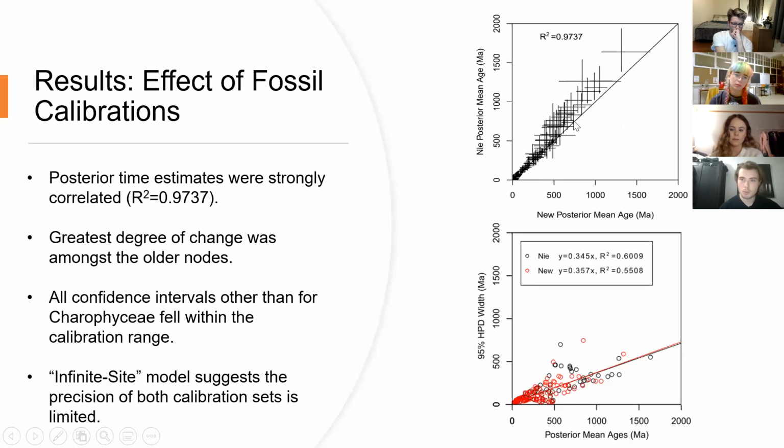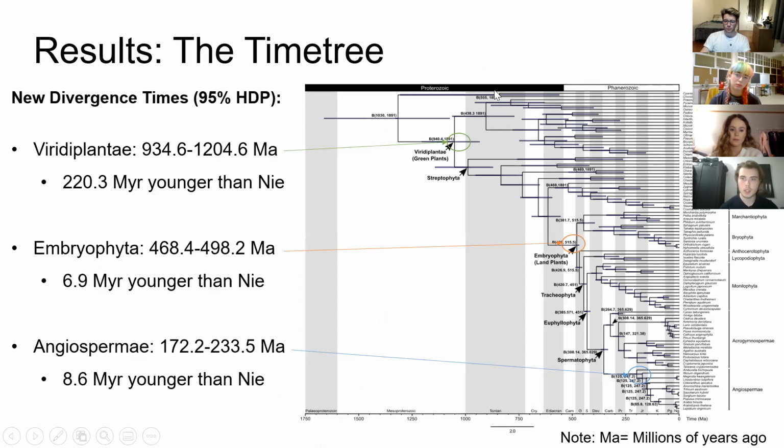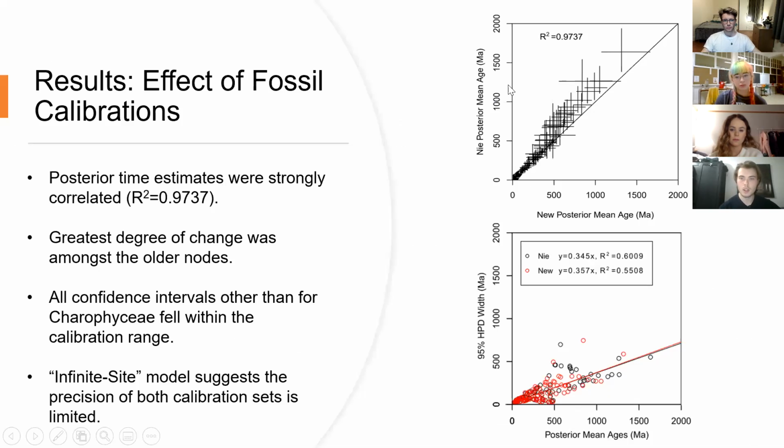Whereas once we start to move up, you can see that this progressively moves away. For instance, this here is our oldest age node, which is Viridiplantae, and it goes back quite a while. As you can see, it's really quite different from what we'd expect.